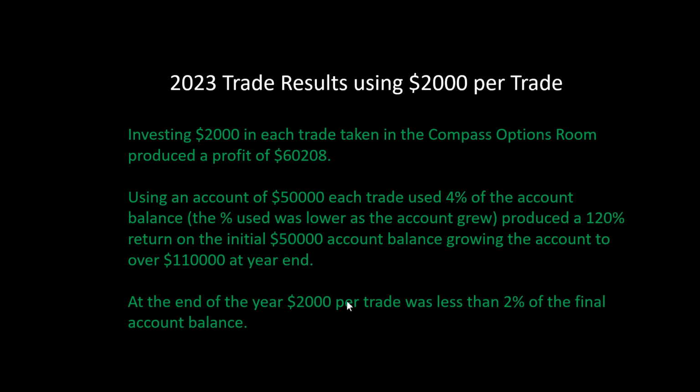So at the end of the year, you'd only been using about 2% of your account per trade. But this is an arbitrary number that I use just so I can basically judge the results that I'm getting week after week and month after month taking trades, and I use that as a baseline. Obviously, some people are using way less than that. Some people are using way more than that, and a lot of people don't use the same amount on each trade depending on the market conditions. But this is the criteria that I used.